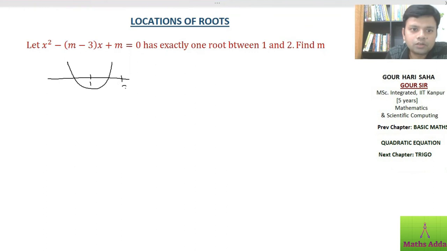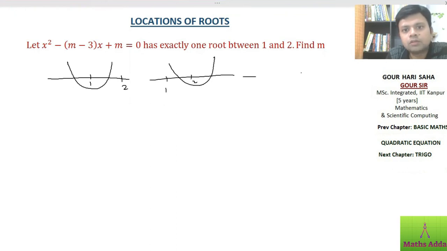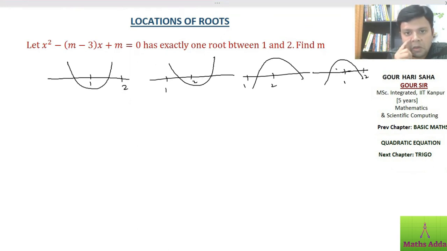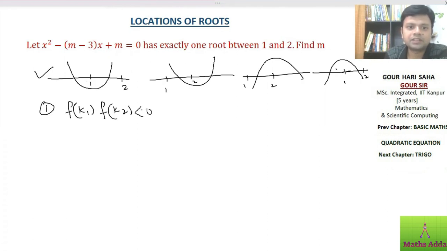So 1, 2, or the graph can be like this one. 1, 2, 1, 2, right? In all four cases, I very clearly remember. So without even plotting these curves, I can write the condition. What is this condition? f(k1) into f(k2) should be less than 0.